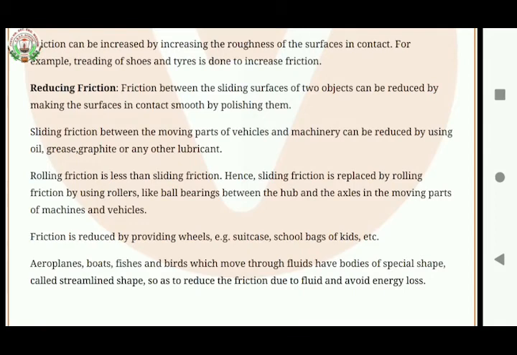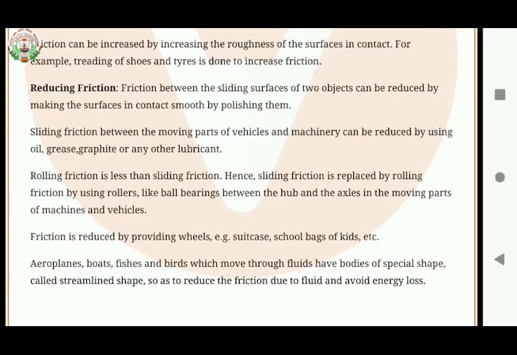Friction is reduced by providing wheels to suitcases, school bags of kids, etc. By using wheels also you can reduce the friction. That is why suitcases and attaches are provided with wheels.